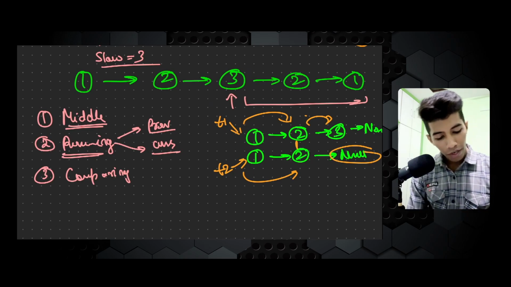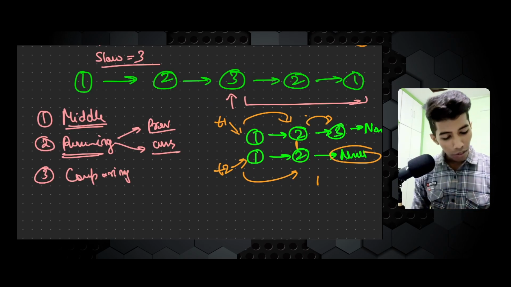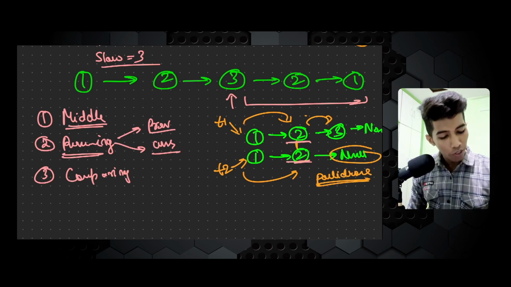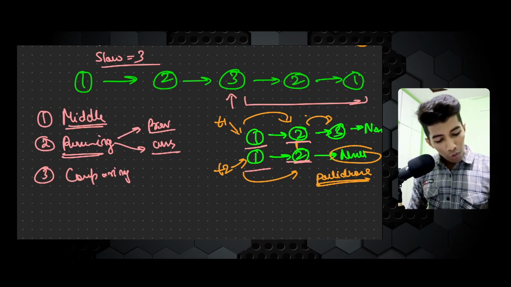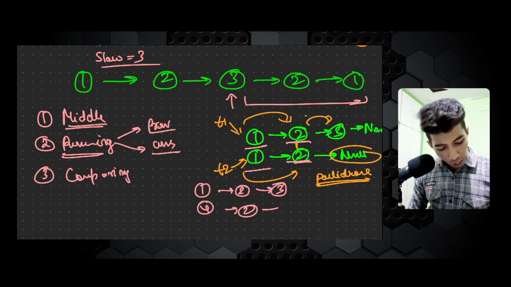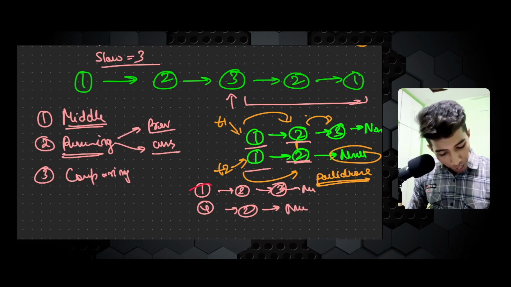I will return that they both possess the property of a palindrome. Why? Because I am not getting any value mismatch over here. 1 1 also gets matched, 2 2 also gets matched, right? So that particular thing worked. If I got something like 4 2 and then null and then null, then at this particular edge case it will fail.